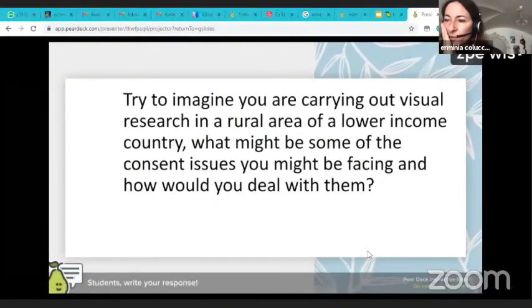Okay, so we have a question here. I want you to try to imagine you are doing research in a rural area of a lower income country, it can be Indonesia or another country. And I want you to think about what might be some of the issues around consent that you will be facing. Again, I want you to think about what might be some issues, but also how you can deal with them.